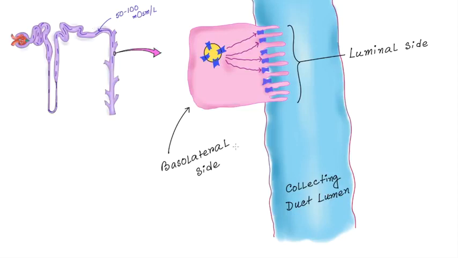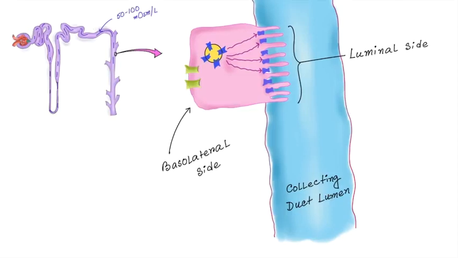Actually, there are different types of aquaporin channels. Channels which are present on the basolateral side and luminal side are different. Only luminal side aquaporin channels are regulated by ADH. So, in the presence of ADH, aquaporin channels are planted on the luminal side of the nephron. So, ADH makes this portion water permeable.